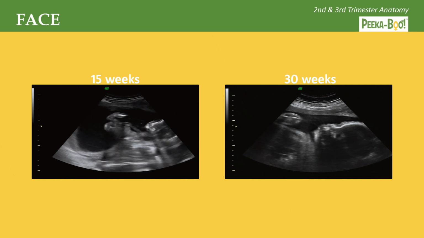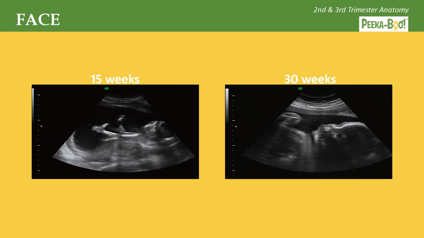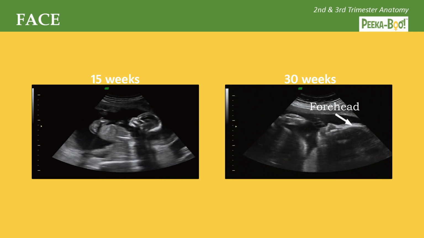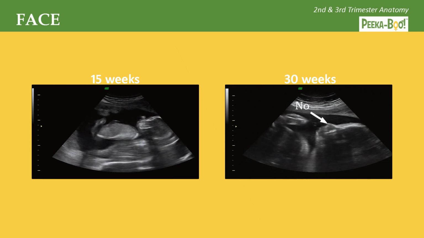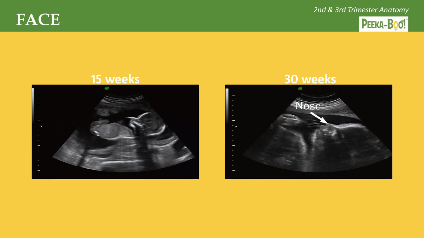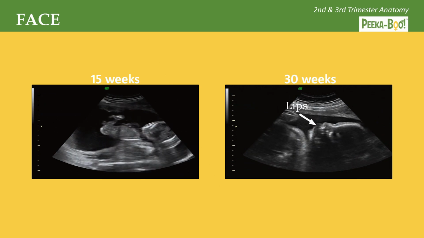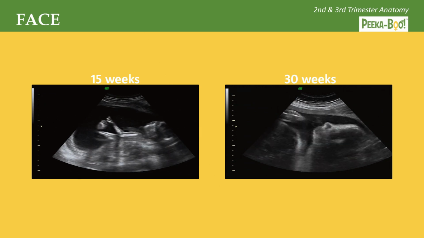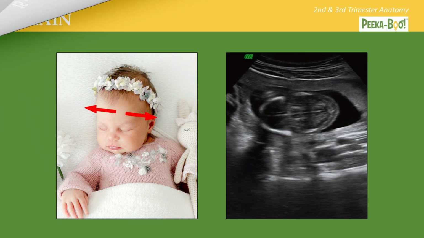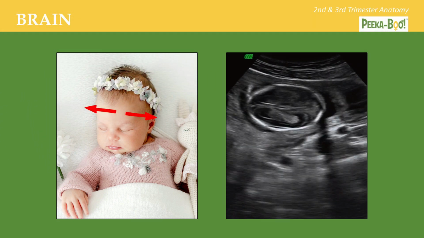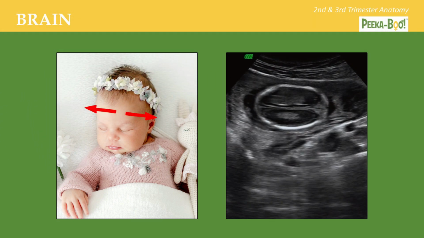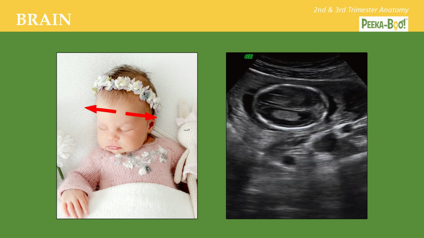Here is what the face looks like in an older fetus in profile, which is called a sagittal image. Can you see detail in the fetal face? Here we have labeled the forehead, nose and lips. Now we are going to look at the brain. This is the transverse image of the fetal head.